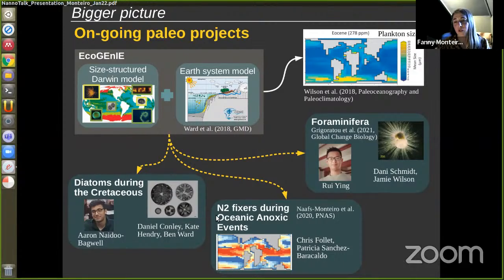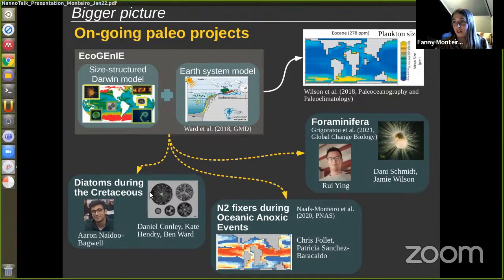And at the same time with my group, I had a PhD student, Maria Gregoritou, who developed non-spinose foraminifera in that model, EcoGENIE. So that's published. And now with Daniel Schmidt and Jamie Wilson, we supervise our PhD student called Rui Ying, who is now adding spinose symbiotic foraminifera into EcoGENIE. I myself am working on adding nitrogen fixers into EcoGENIE to look at oceanic anoxic events, because with a biogeochemical model, we saw that OAEs are favoring nitrogen fixation and probably influence the evolution of nitrogen fixers. So there's a lot of work going on there.